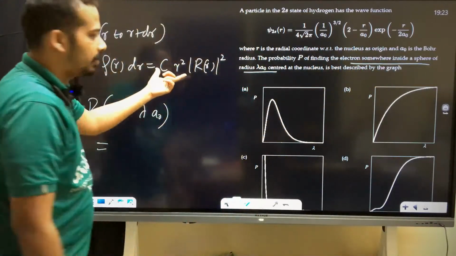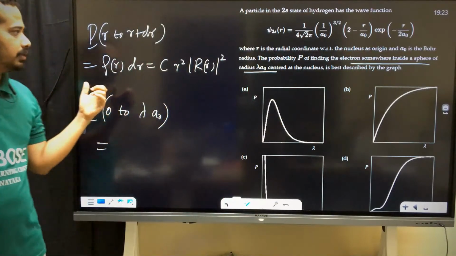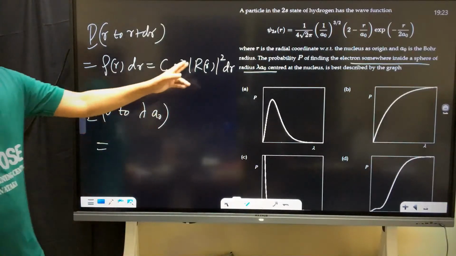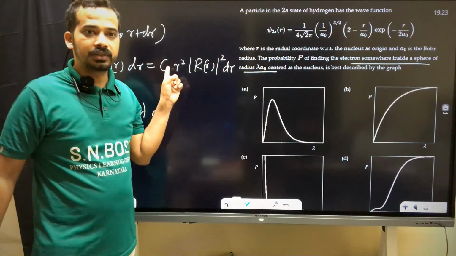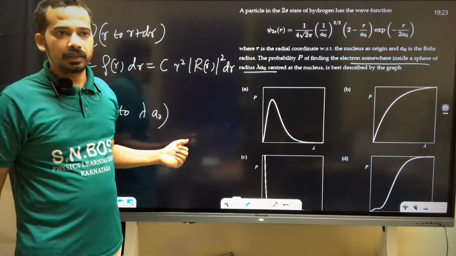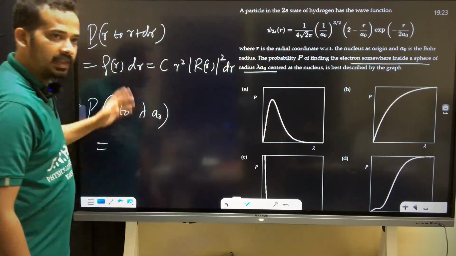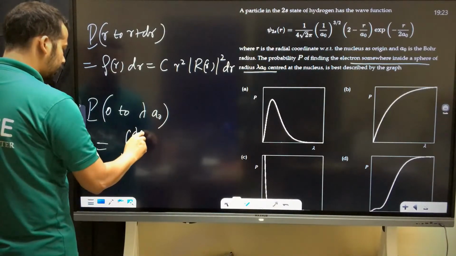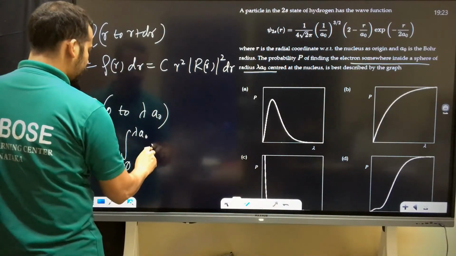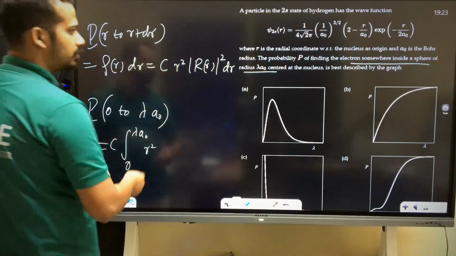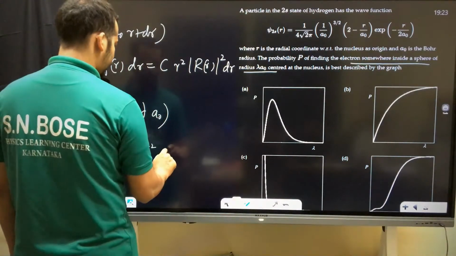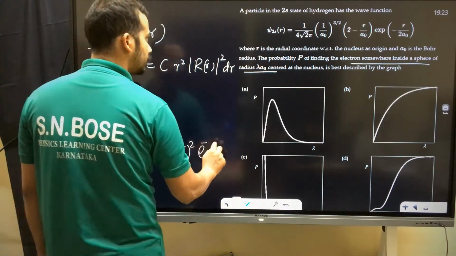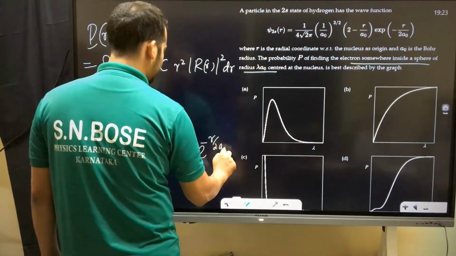But I already have the radial probability distribution formula here, with dr. Theta and phi are already integrated, so only one more integration is left, the radial integration. Just think over it: from 0 to lambda a naught, r square into some constant square, into (2 minus r by a naught) the whole square, e power minus r by 2a naught.